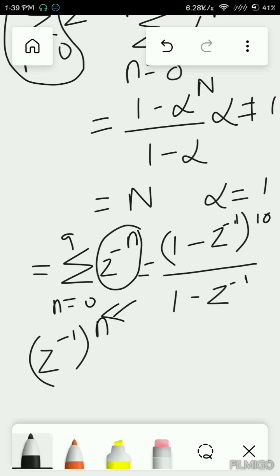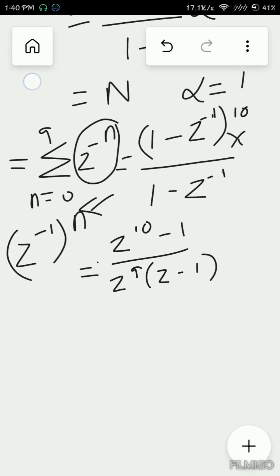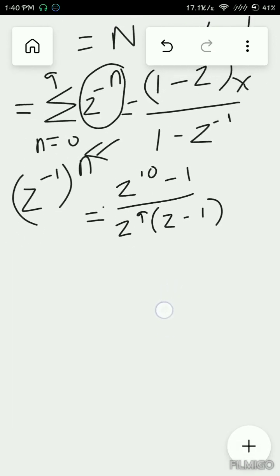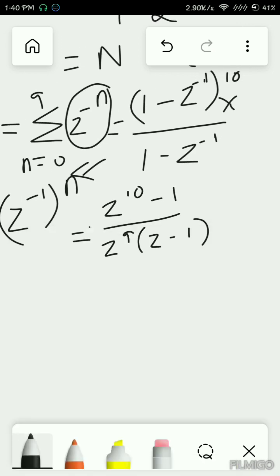Now what is going to happen is I multiply numerator and denominator by z to the power of 10. So my resultant would be z to the power of 10 minus 1, that is, z to the power of 9 into z minus 1. How is that? If I multiply z to the power of 10 to both the numerator as well as the denominator.